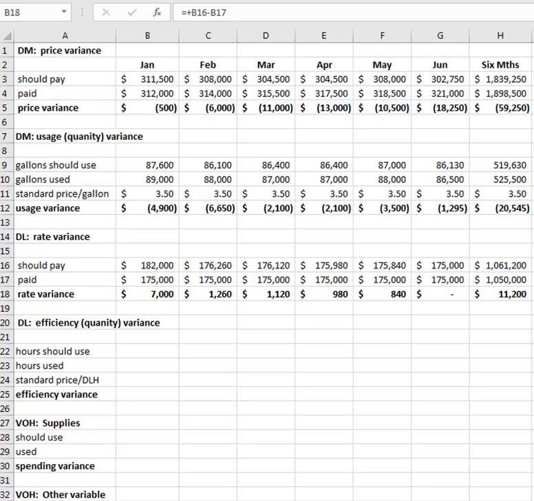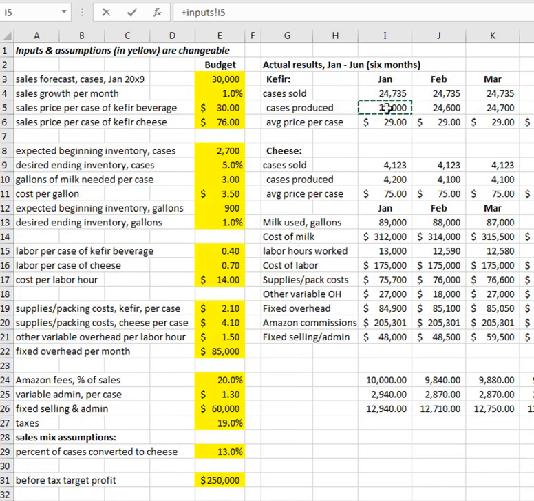So what observations can we make here? It looks like they were underpaying initially, and then they started paying more and more and more until finally they were at standard. All right, what about the efficiency variance? So how many hours should they have used? All right, let's have a look at that. So there's a different labor use for the different products. So for these 25,000 cases, we should have used 0.4 labor hours. And for these cases, we should have used 0.7. All right, let's get our brackets in here correctly so that Excel does the math correctly.